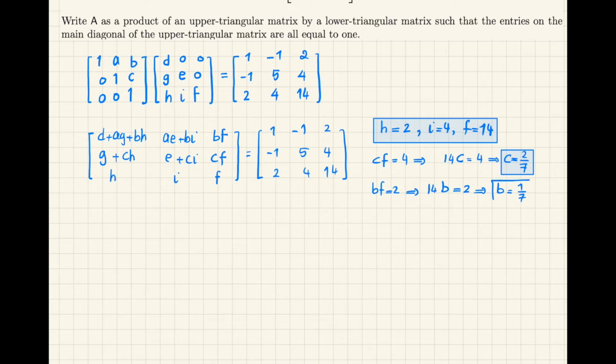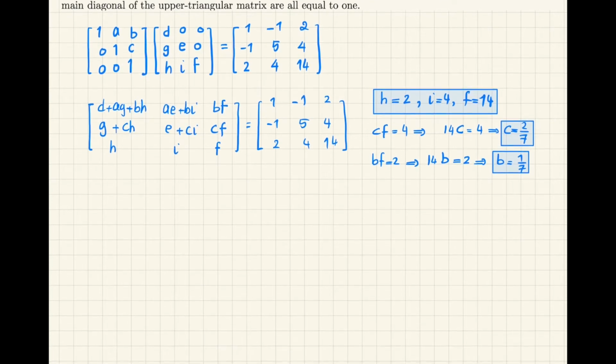So that is also we know. Okay, now for example, you can go here. This entry should be equal to 5. So E plus CI should be equal to 5. What I know about C, I don't know E, but I know C is 2 over 7, and I know that I is equal to 4. The answer should be equal to 5.